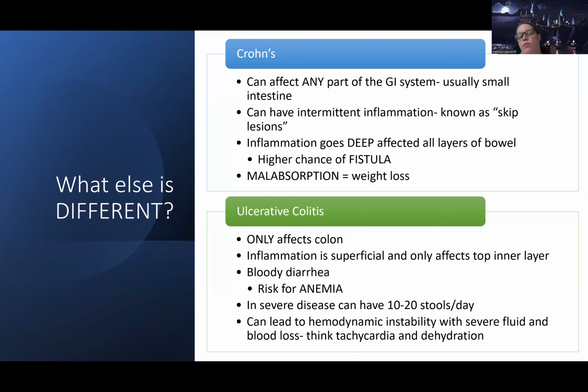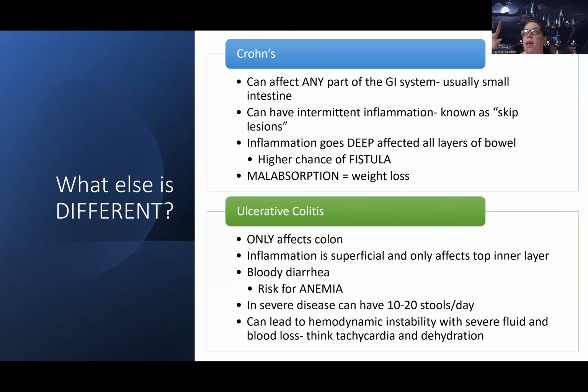And so with ulcerative colitis, on the other hand, instead of being any part of the GI system, ulcerative colitis, like the name suggests, is just in the colon. The other thing that's different about it is it's a continuous inflammation, or in other words, there are no skip lesions, no patchy lesions. It's just straight up inflammation.